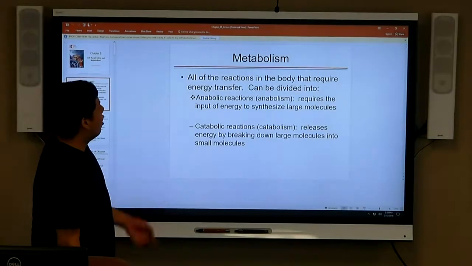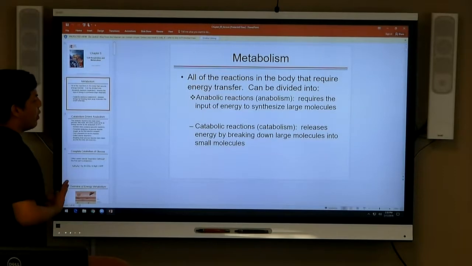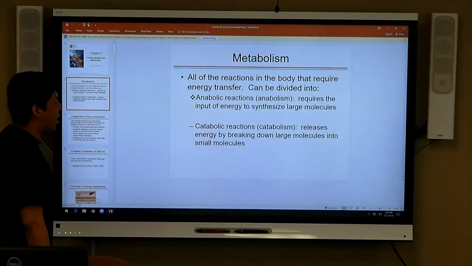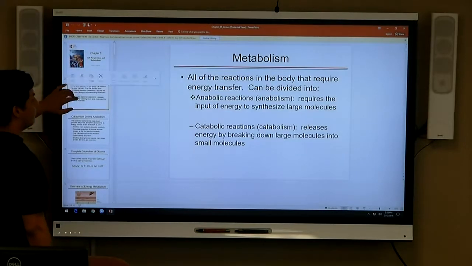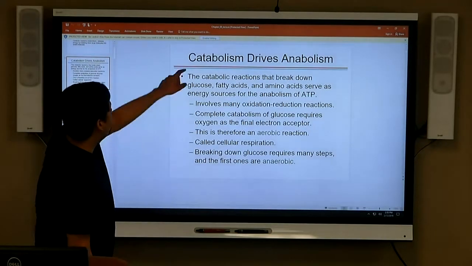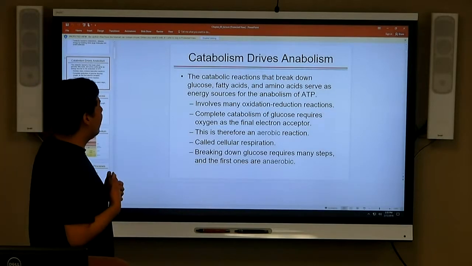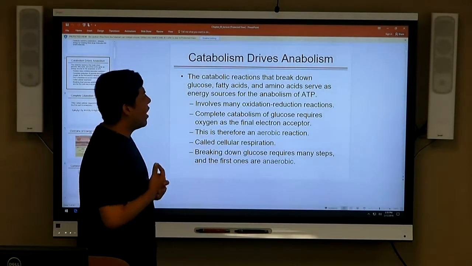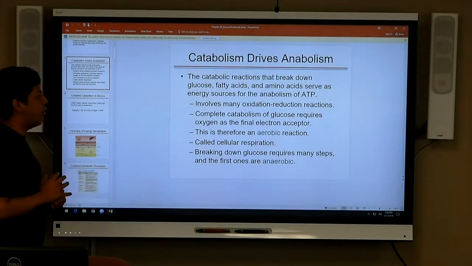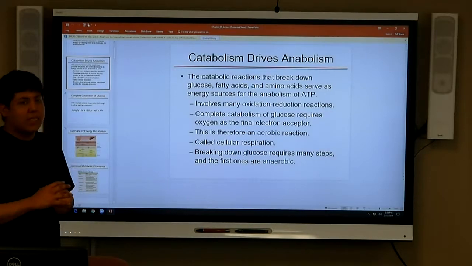So metabolism, all of the reactions in the body that require energy transfer. There's two reactions, anabolic and catabolic reactions. Catabolism drives anabolism. The catabolic reactions that break down glucose, fatty acids, and amino acids serve as energy sources for the anabolism of ATP.